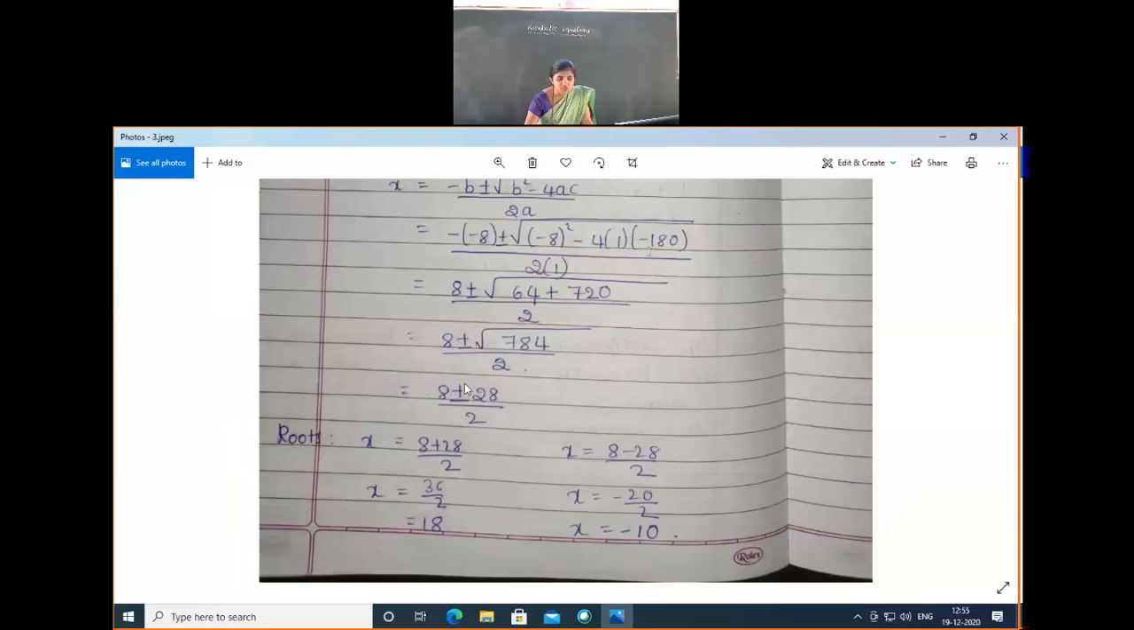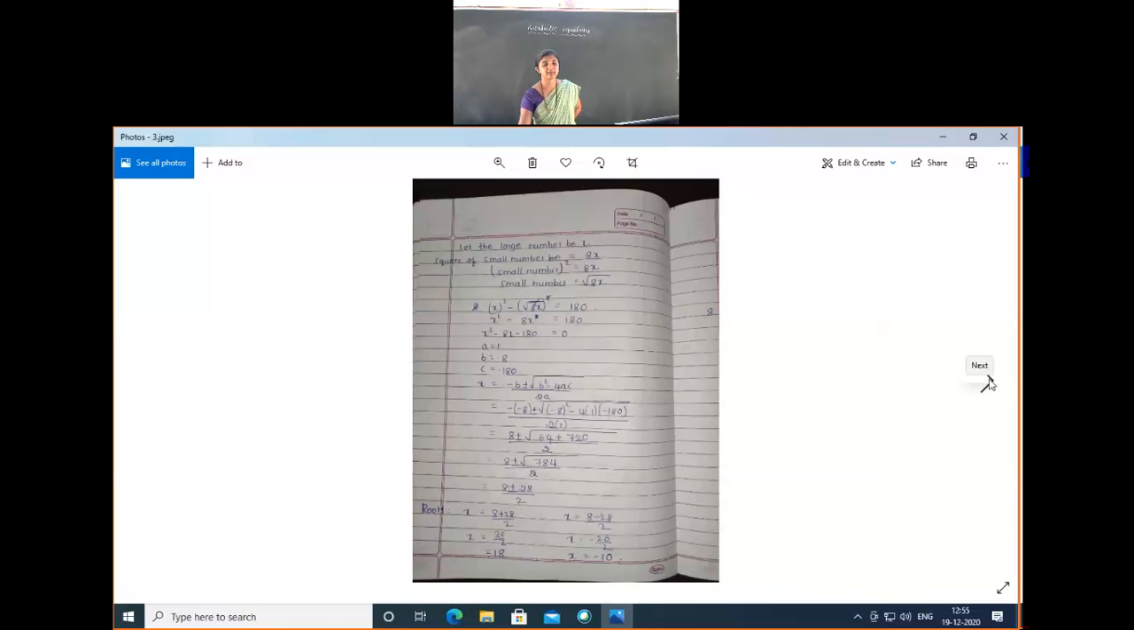See, 8 plus or minus square root of 784, which is 28, divided by 2. So the roots are x is equal to 8 plus 28 by 2, that is 36 by 2, 18. Then 8 minus 28 by 2, that is minus 20 by 2, that is minus 10. But here we cannot take that minus 10, because x is the large number we are taking. So we have to take the positive value, that is 18. So the large number is 18.